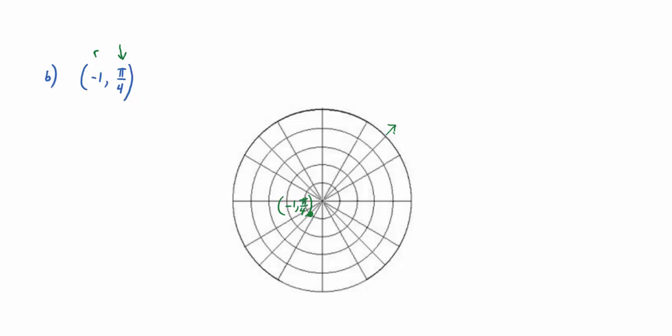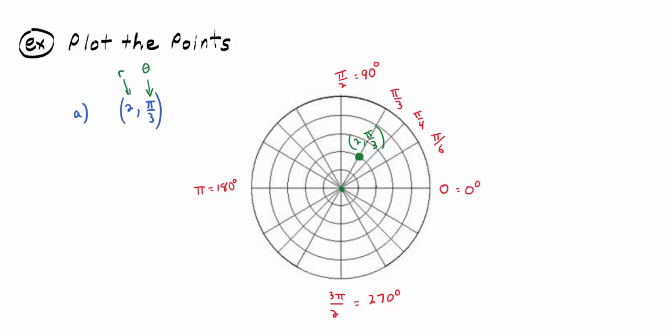Are these angles unique, by the way? It does break down to the angles being unique, partly at least. Are these points unique? Are the representations of these points unique would be a better way to say it. The points are unique, at least for any particular coordinate system. But are there other ways to represent them? Yes, certainly. For this point, negative 1 comma pi over 4, how could you represent it using maybe positive 1? How would that change the angle?